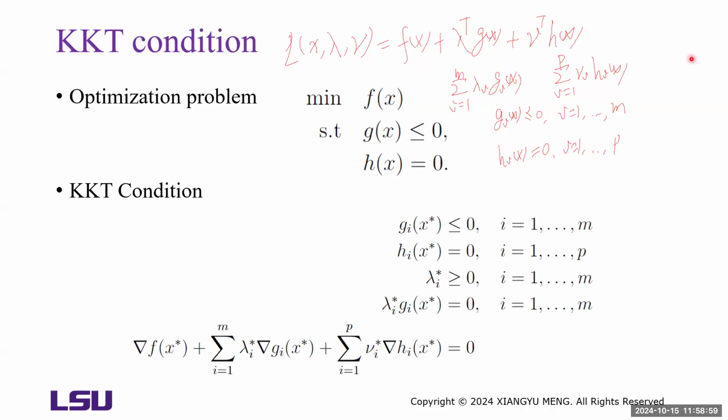Then let's define the Lagrange dual function, or just dual function, g. g is a function of lambda and v. So the definition is like this: the infimum of L(x, lambda, v) with respect to x. Since the dual function g(lambda, v) is a pointwise infimum of a family of affine functions of lambda and v, therefore the dual function is a concave function.